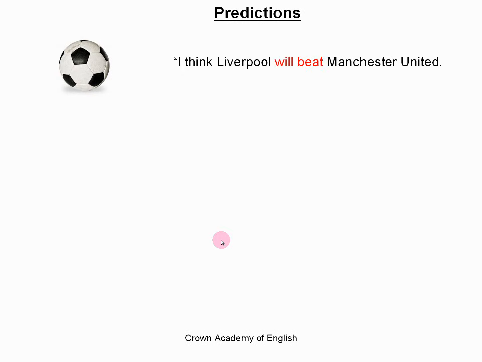Predictions. So a prediction is when we say what we think will happen in the future. For example, I think Liverpool will beat Manchester United. Okay, so we think that something will happen in the future.